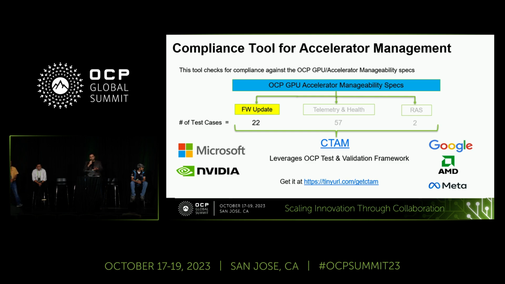And at present, for firmware update, telemetry and health, as well as the RAS of the GPU systems, we have tests in place, right? And for firmware update, as you can see, we have 22 compliance tests in place. These are the things that both suppliers as well as hyperscalers can run. And these are runnable on both Windows and Linux. These are platform agnostic to the best of our capabilities. Again, all of this code, in the true spirit of OCP, is available online for you to get. You can follow this URL. We absolutely encourage you to contribute to this, take a look at it, and give us feedback.